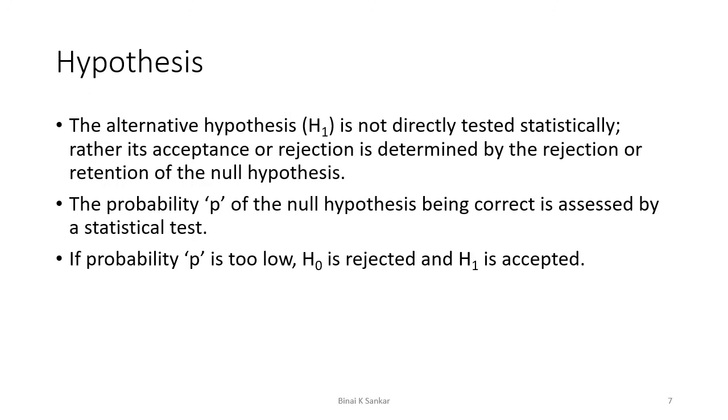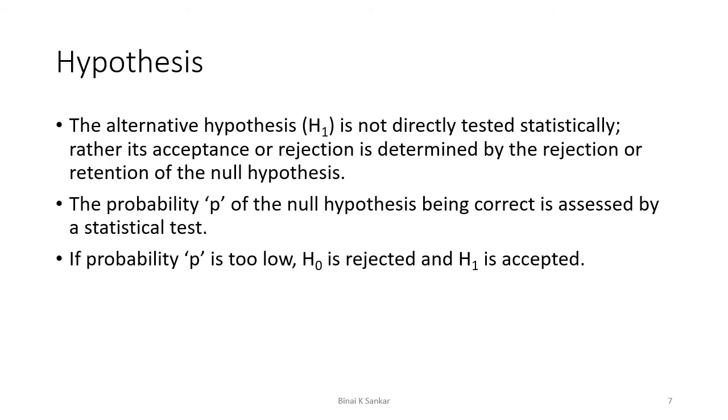Like I said earlier, the alternative hypothesis is not tested statistically, and its acceptance or rejection is determined by the acceptance or rejection of the null hypothesis. If the null hypothesis is accepted, the alternative hypothesis is discarded or rejected. Whereas if the null hypothesis is rejected, the alternative hypothesis is accepted. And the probability of the null hypothesis being correct is assessed by a statistical test.